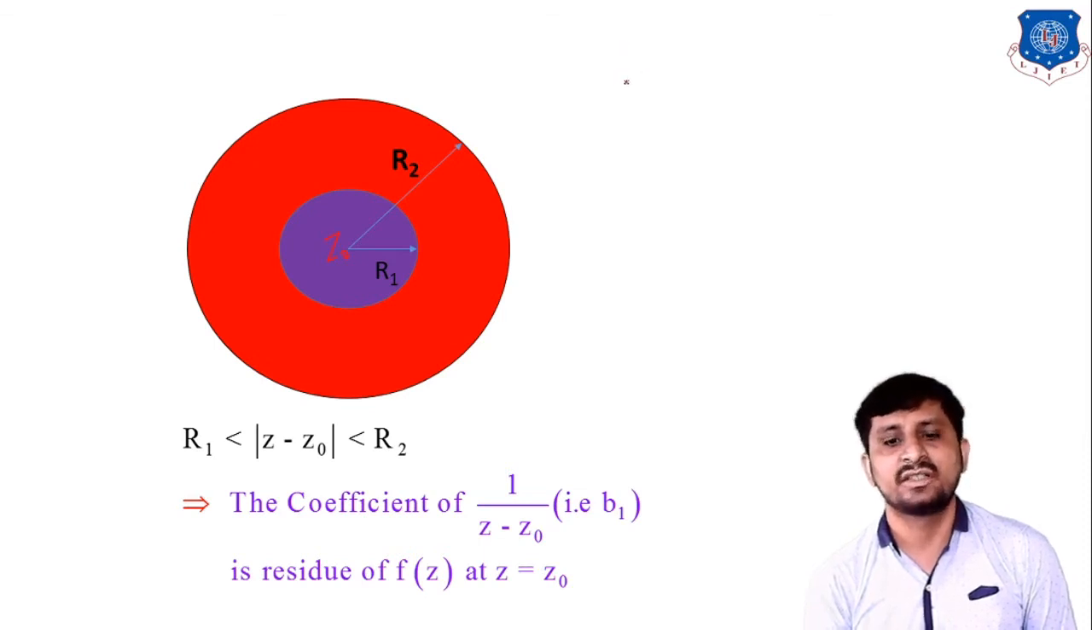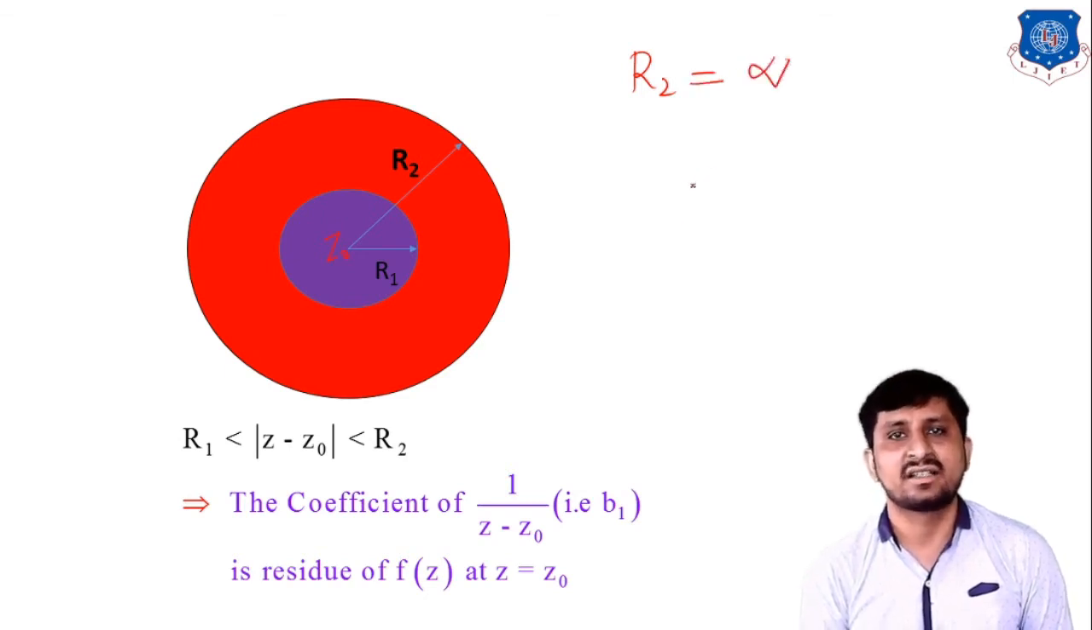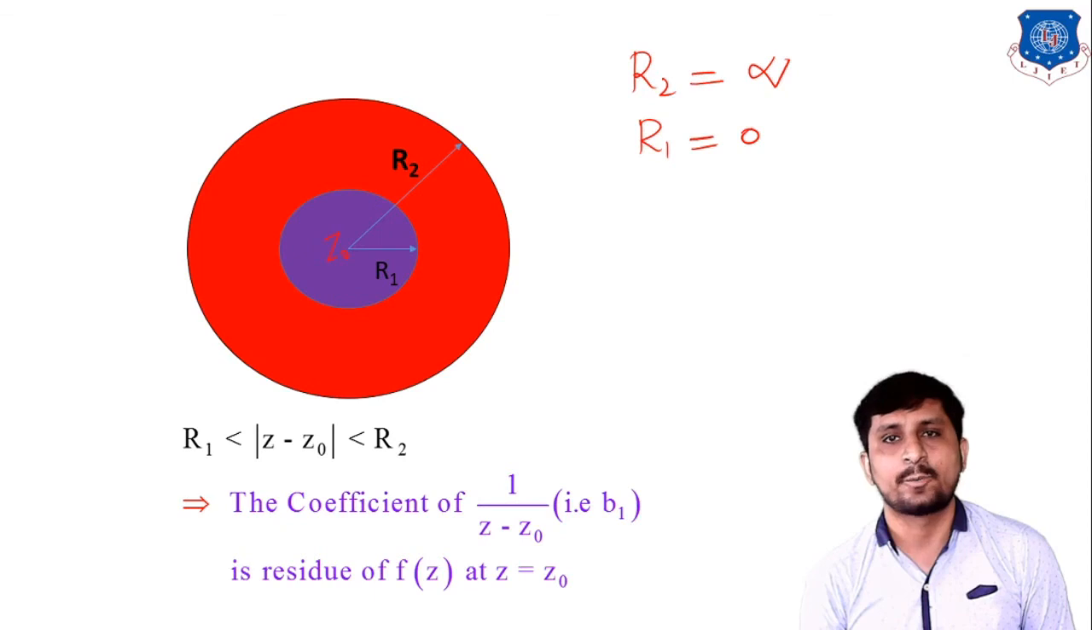Now the most important thing is that this R2 can be infinite also. How can it be infinite? Suppose your function is analytic everywhere outside the circle, so in that case R2 is infinite, and R1 can be 0 also. Suppose inside a circle your function is analytic except at the center point. In that case R1 is equal to 0. Now R1 less than mod z minus z0 less than R2.